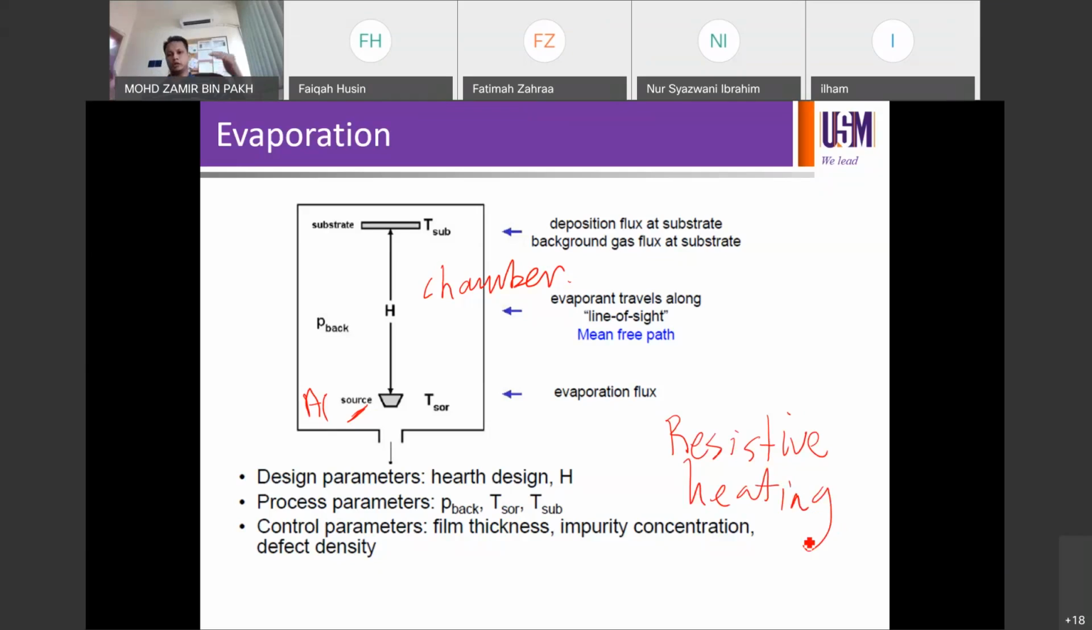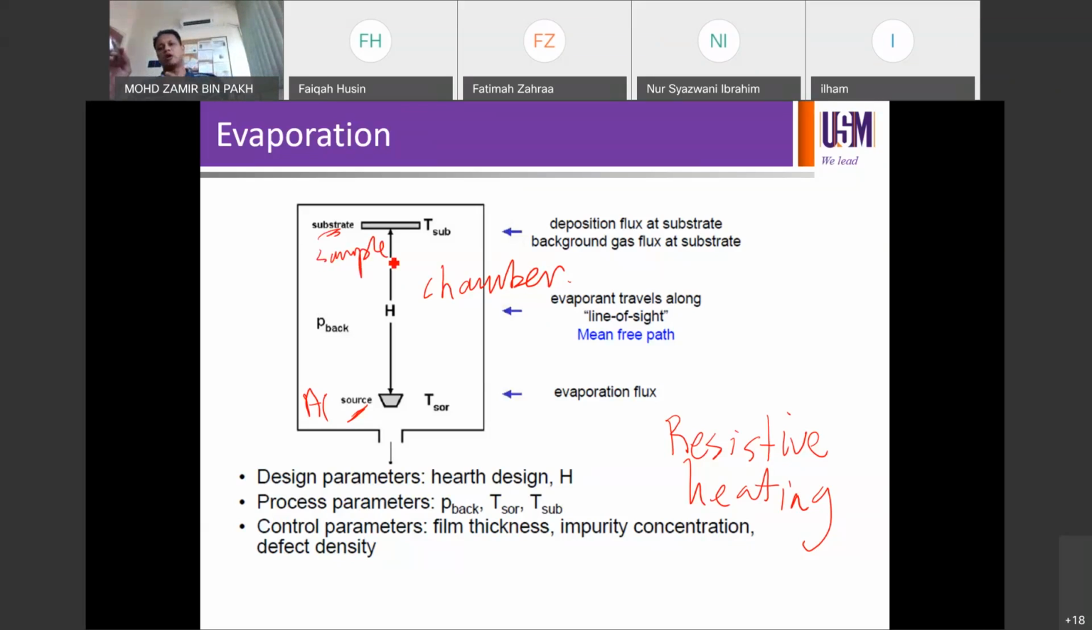Resistive heating because we supply some current through the tungsten boat, or we call it tungsten wire, and then it's gonna turn hot. Then it's gonna melt your aluminium into the liquid form, and then it's gonna be evaporated, changing into gas phase, evaporated, transport, and landed on your sample. So your sample is here. Substrate is your sample.